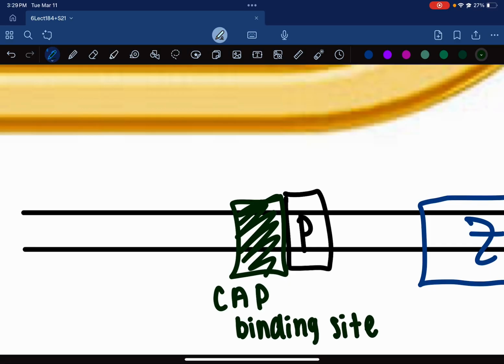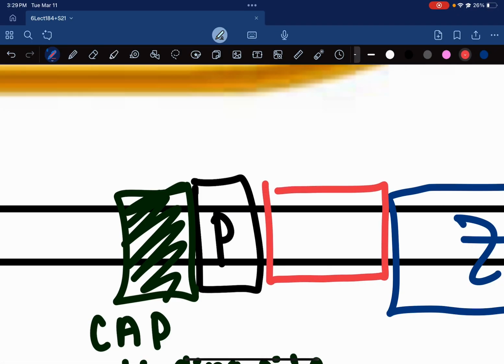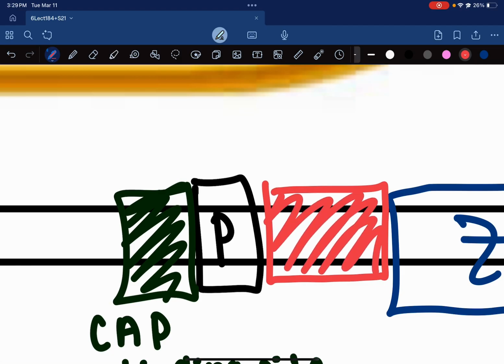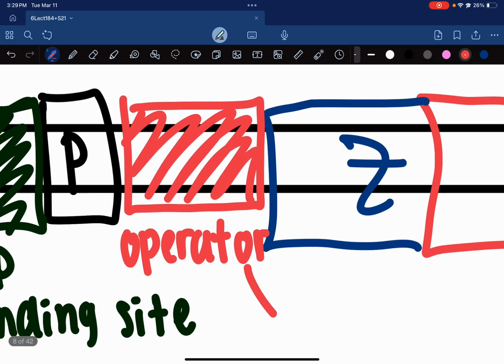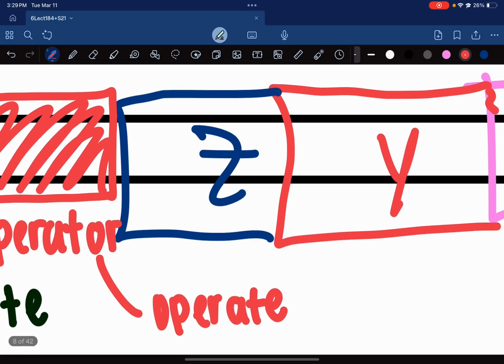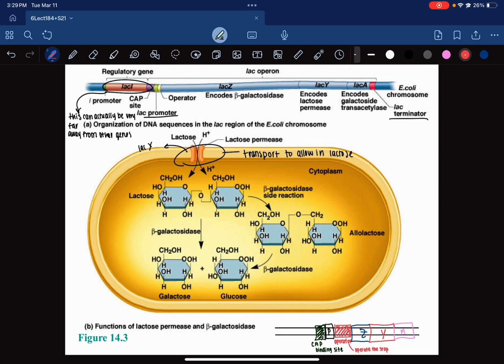And then next to it, you have the operator. Now, in this case, I don't know why they termed it that way necessarily, but historically, it's the place where you operate the stop, right? So if you have the repressor bound here, and this would be the activator, if you bind an activator, then you promote the transcription. That was what we just went through.